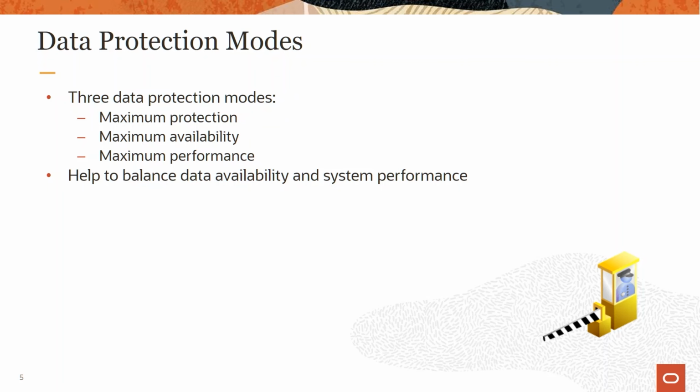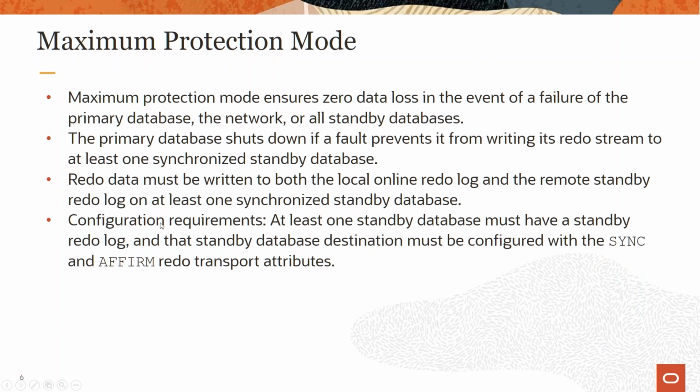And for maximum performance, maintaining good performance of primary database transactions is its main goal. So depending on your environment, you can choose the appropriate data protection mode. There is no single best data protection mode. It's all depending on what your requirement is and what you want to achieve. So from this page, we are going to discuss maximum protection mode, maximum availability, and maximum performance.